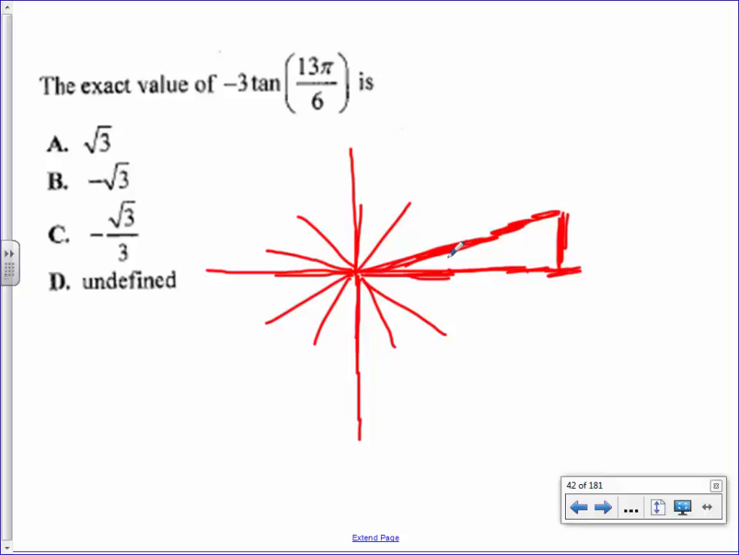What's the little angle in the corner then? What's the reference angle then? If we went all the way around the circle, 1 extra sixth. Yeah, pi over 6. 1/6 of pi. That means this guy in the corner is pi over 3.